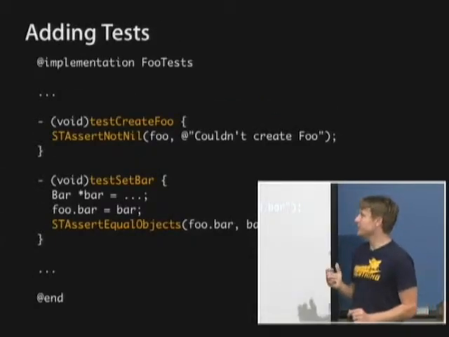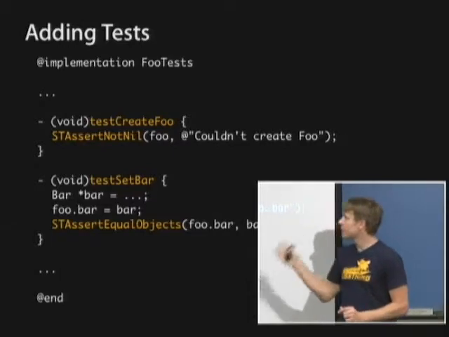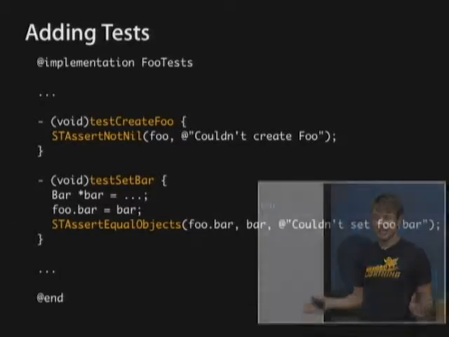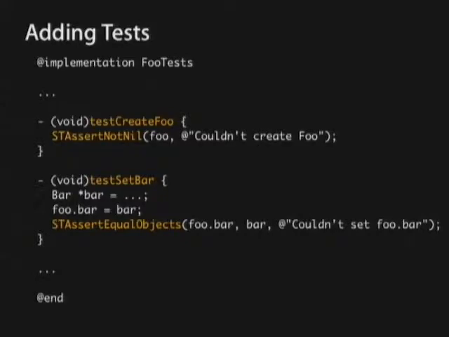Now we want to implement some tests. So here's our first method. Probably the simplest test you can write is just making sure that this thing you've tried to create is not nil. So here's our testCreateFoo. Notice it begins with the word test. We say STAssertNotNil(foo). And if that fails, in our build log, it'll say "couldn't create foo."